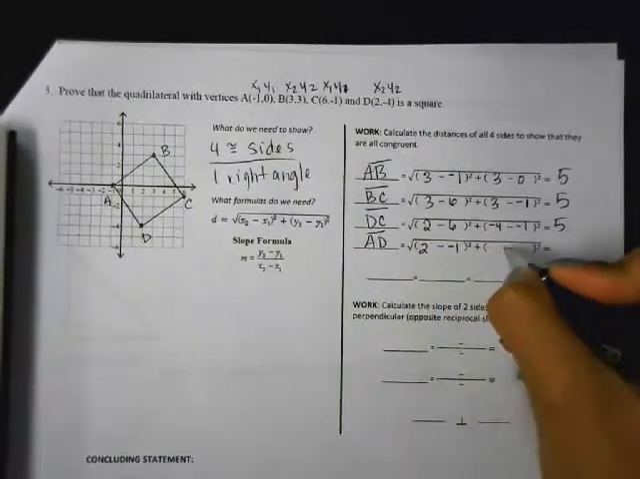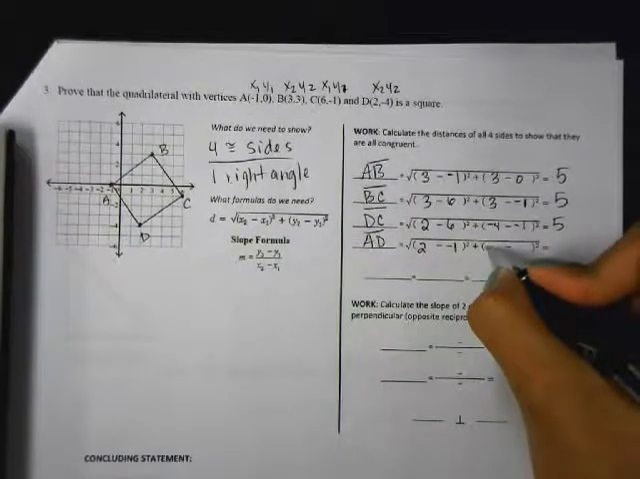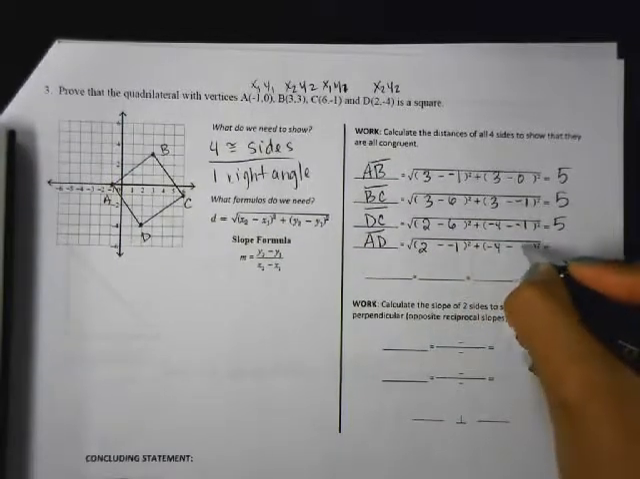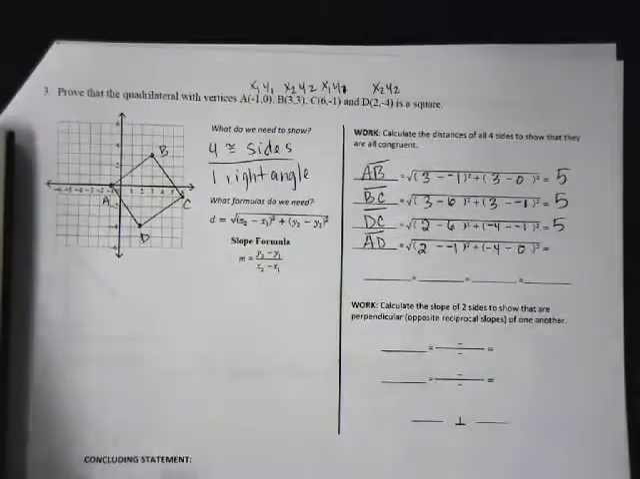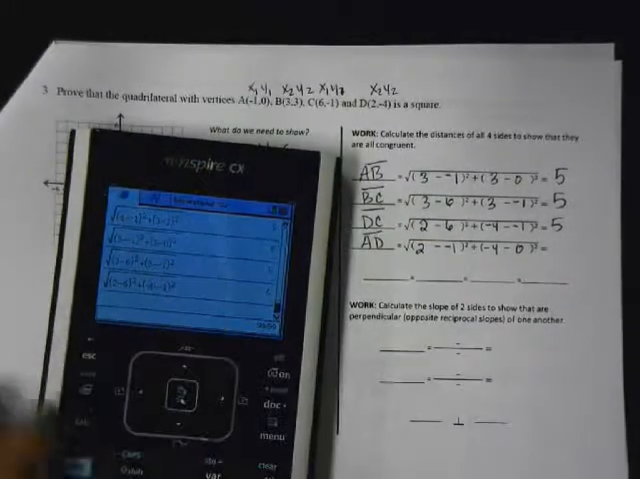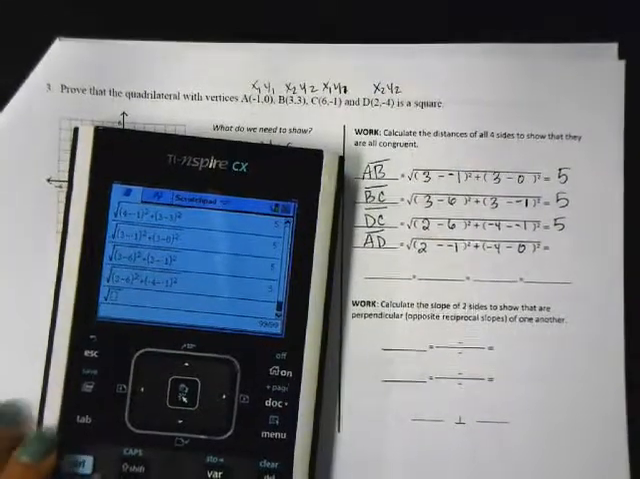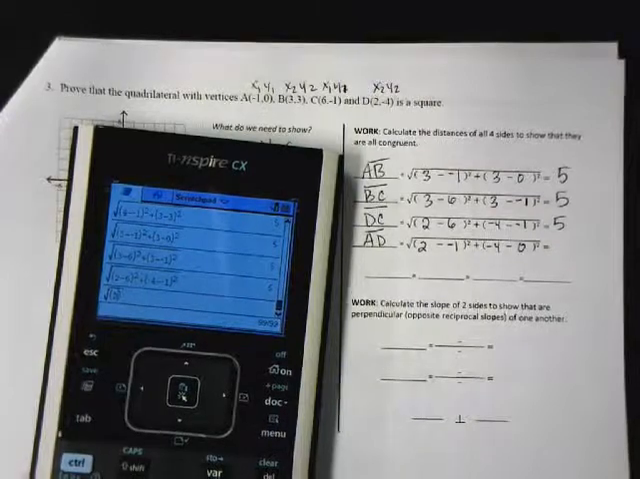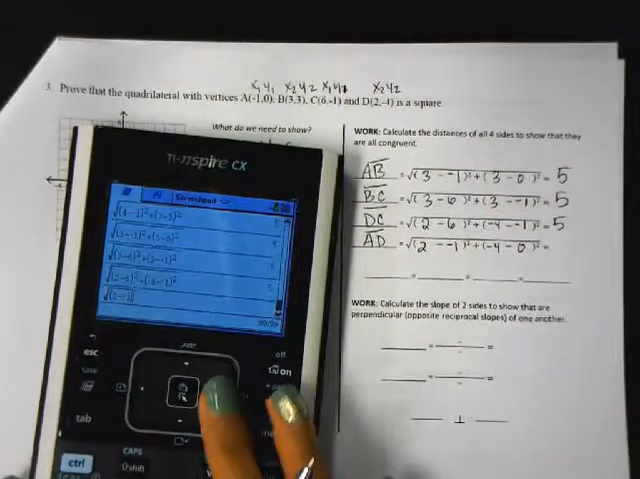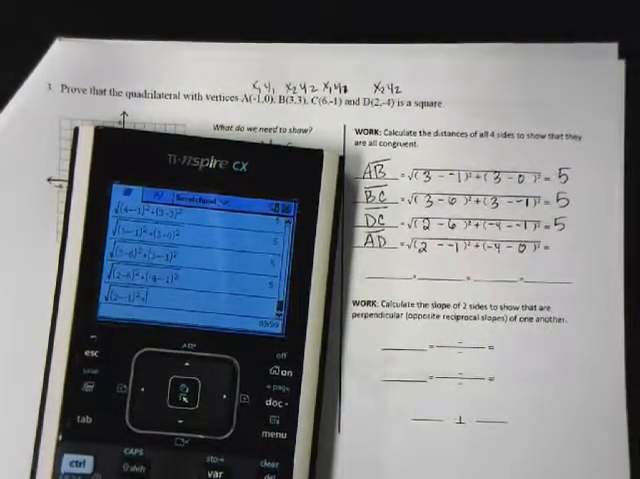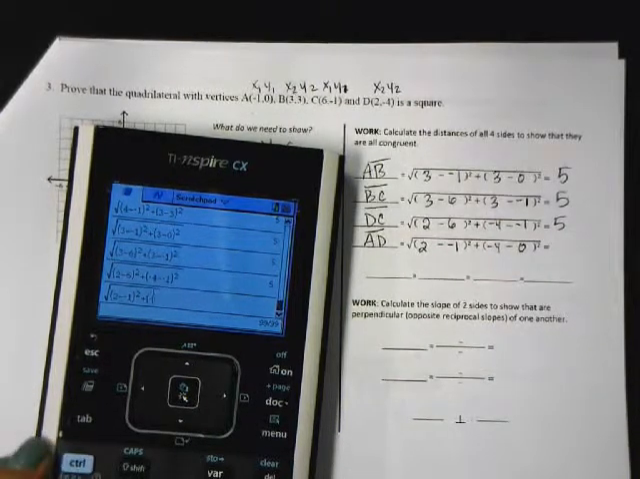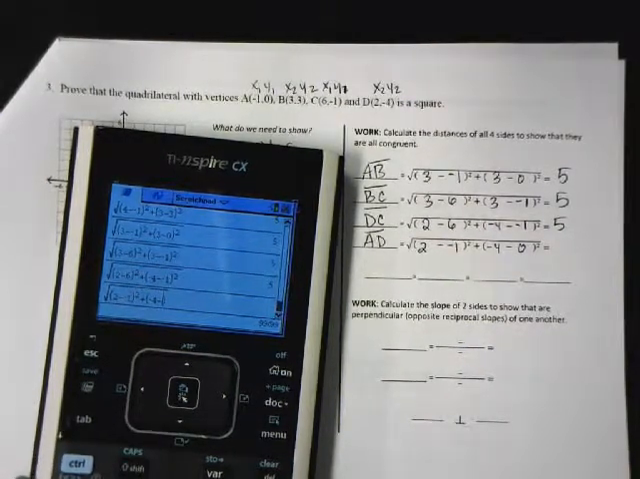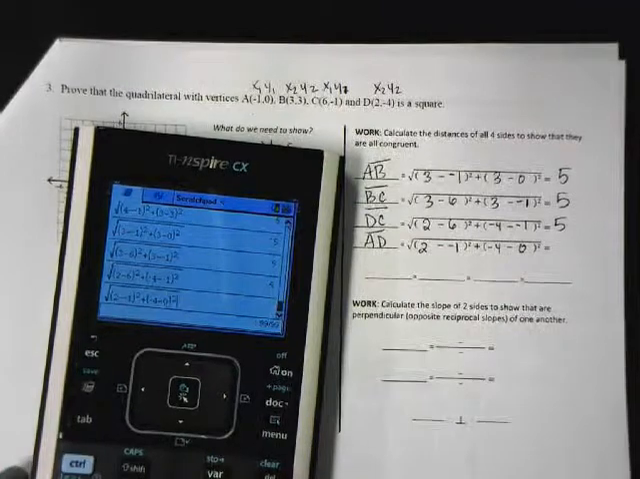Okay, so side AB is congruent to BC, which is also congruent to DC, which is also congruent to AD. So we've just proven that this square is a rhombus. Now we need to prove that it is a rectangle. So we're going to perform the slope formula twice.